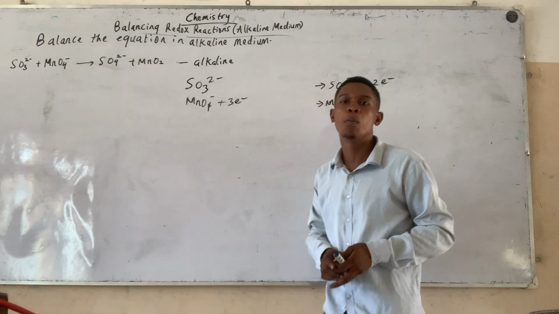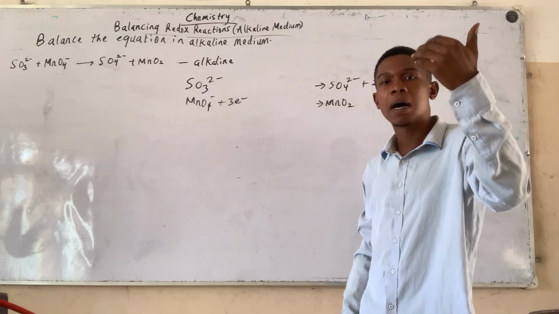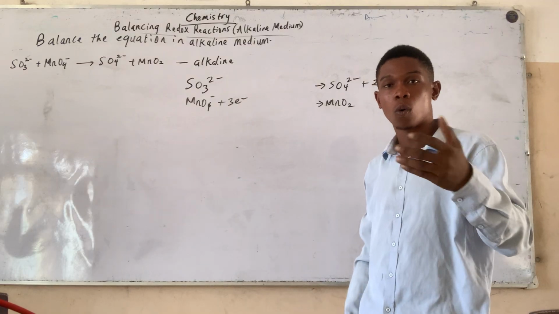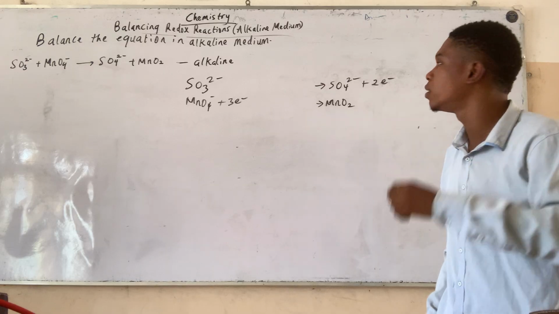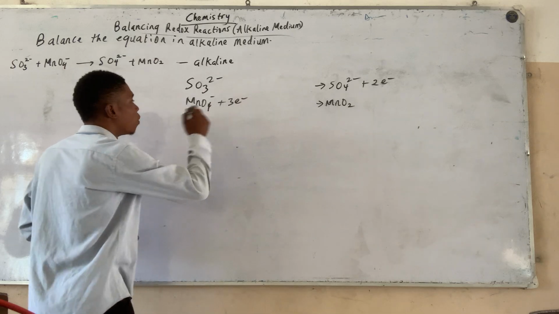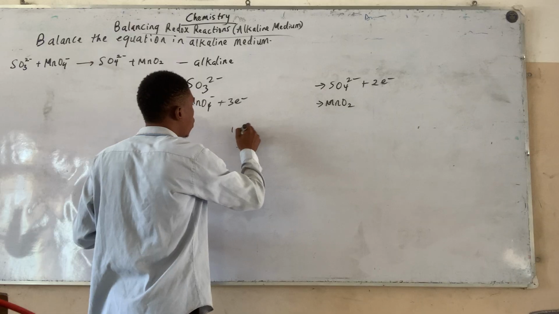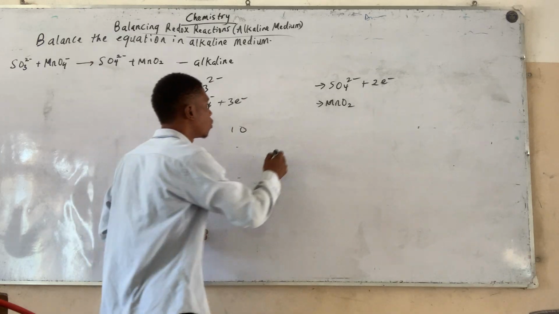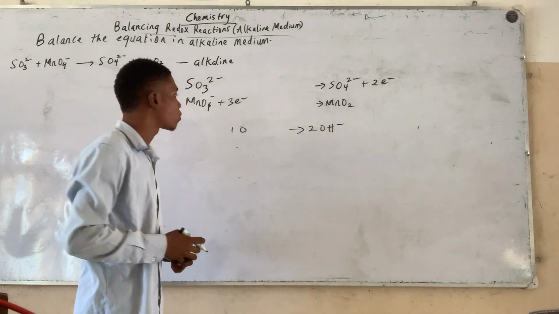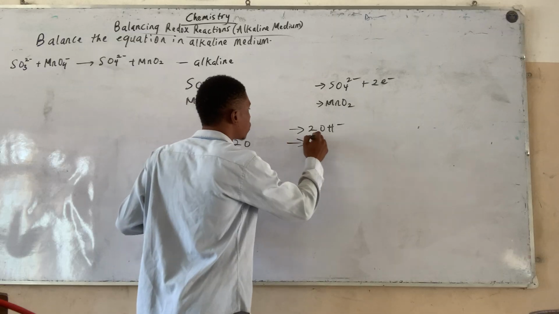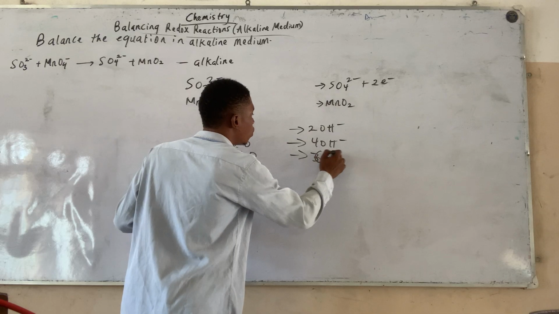Now, the next thing is for us to balance our oxygen. In acidic medium, we balance oxygen with water. But in alkaline medium, we are balancing that oxygen with hydroxide. Now, we need to know something. For one oxygen atom, we balance with 2 hydroxide ions. So 2 oxygen will give us 4 OH minus. 3 oxygen atom will give us 6 OH minus.